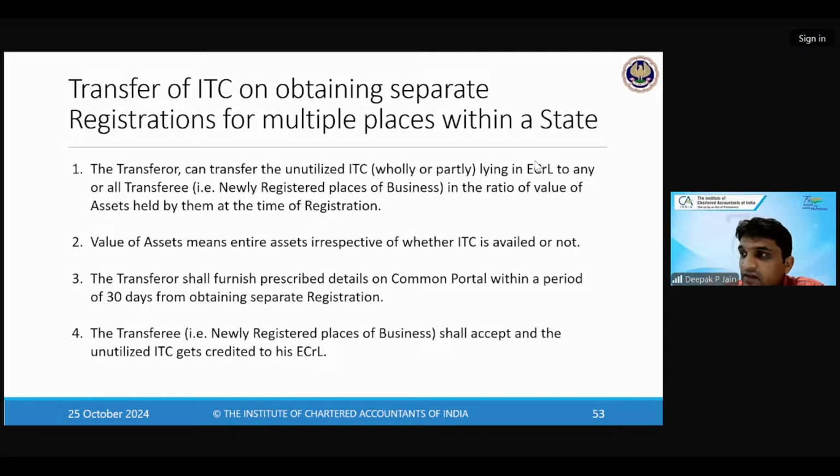So generally, we have seen that when anything is getting transferred, you give some assets to them, right? So that they can sustain. So similarly, GST is saying whatever assets you're giving to that entity, ITC in relation to that, you can transfer. On what basis? On the ratio of value of assets held by them at the time of registration. You had 10 machinery, now 2 machinery that new unit is taking. So in the ratio of 2:8, you can transfer the credit. The transferor must furnish the prescribed details on the common portal within a period of 30 days, and the transferee shall accept and the amount will get credited, because the transferor will ask and the transferee will accept it on the portal.